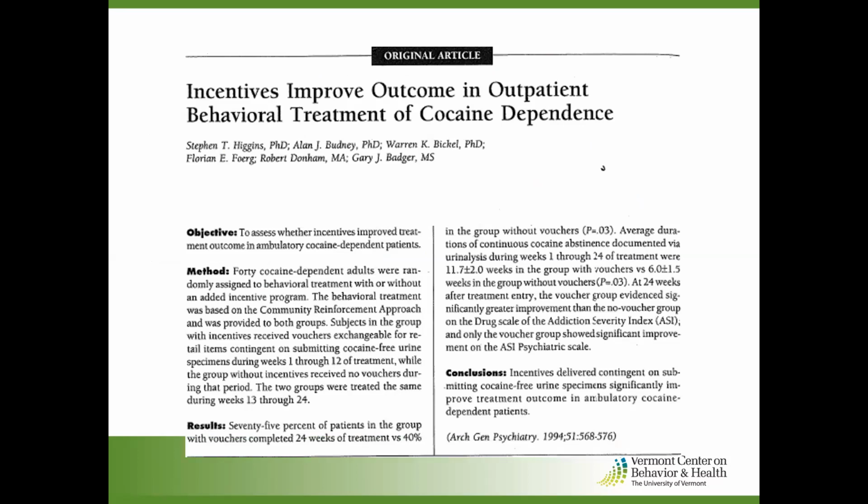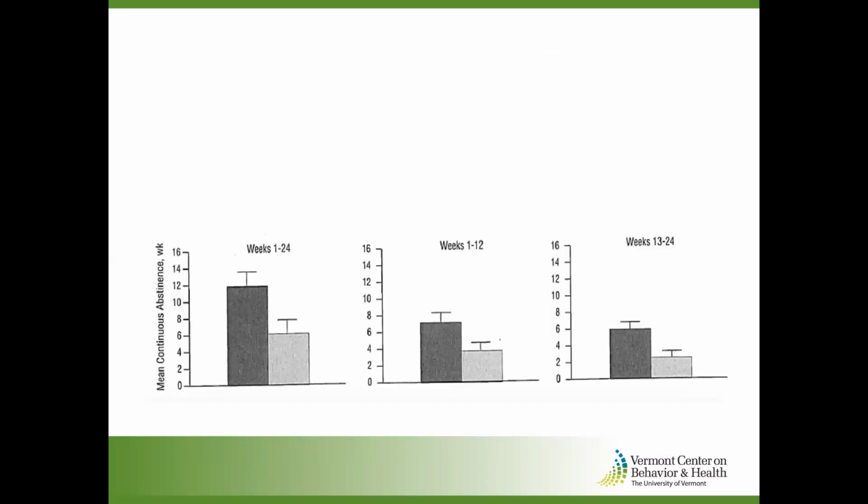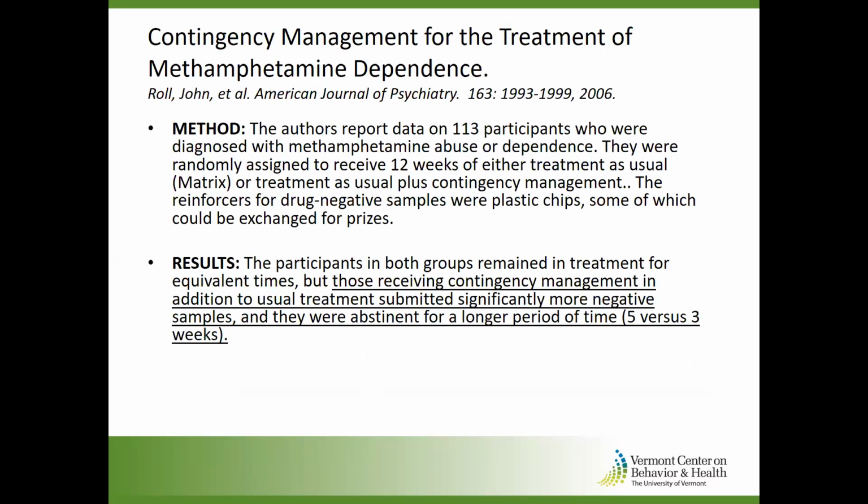Just some of the data on this. Steve Higgins, actually here at the University of Vermont, did one of the first studies in the early 90s where he looked at use of incentives with individuals in cocaine treatment. Part of what he showed was this, mean continuous abstinence during the first 24 weeks of treatment. The dark bar is the individuals who receive incentives. The gray bar is those who receive standard counseling. And you see over the course of the first 24 weeks, and then he breaks it into two 12-week chunks, those people who receive incentives are much more likely to maintain continuous abstinence.